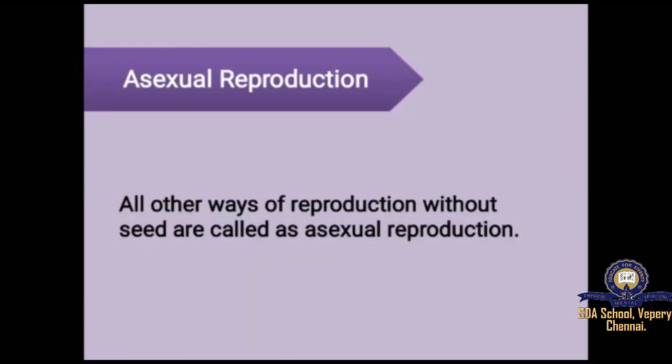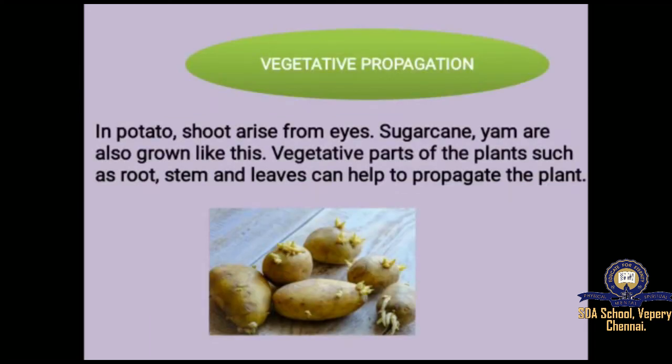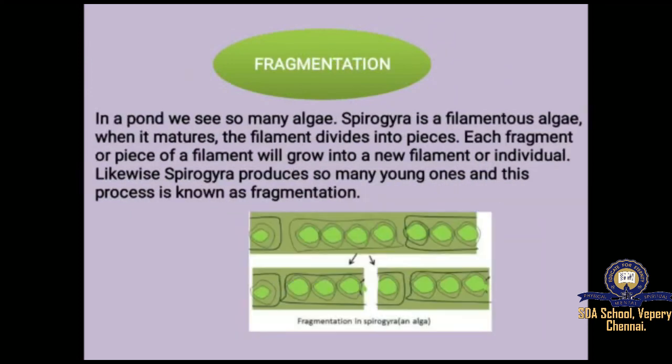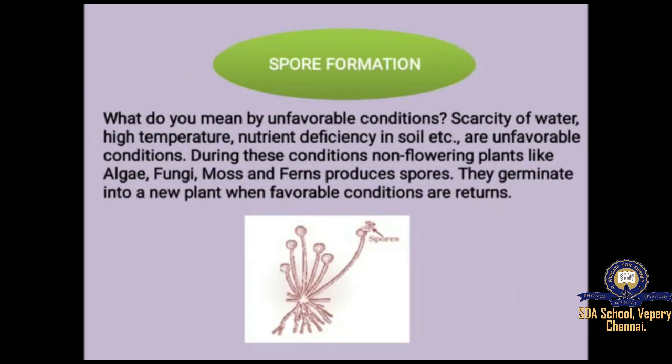We learned what are the ways of asexual reproduction. It is vegetative propagation, budding, fragmentation, and spore formation.